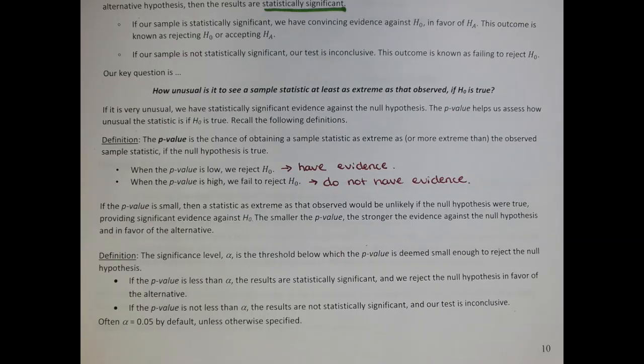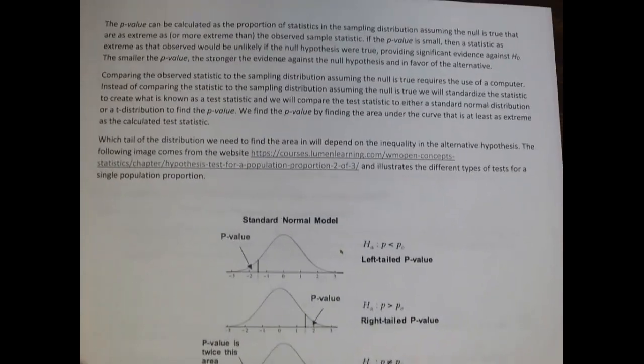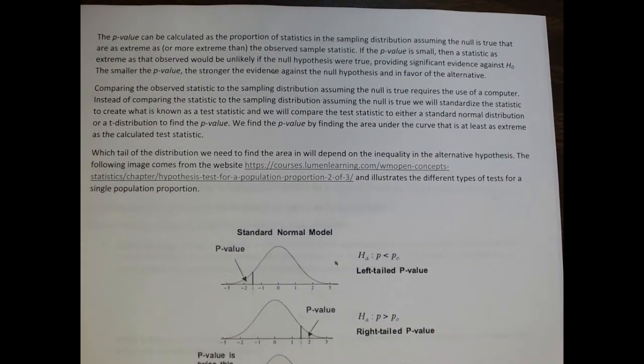So how do we actually calculate the p-value? The p-value can be calculated as the proportion of statistics in the sampling distribution, assuming that the null is true, that are as extreme as or more extreme than the observed sample statistic. If the p-value is small, then a statistic as extreme as that observed would be unlikely if the null hypothesis were true, providing significant evidence against the null. The smaller the p-value, the stronger the evidence against the null hypothesis and in favor of the alternative.